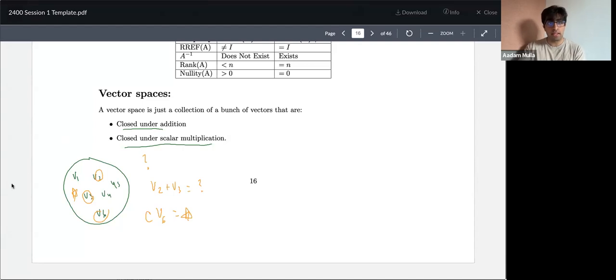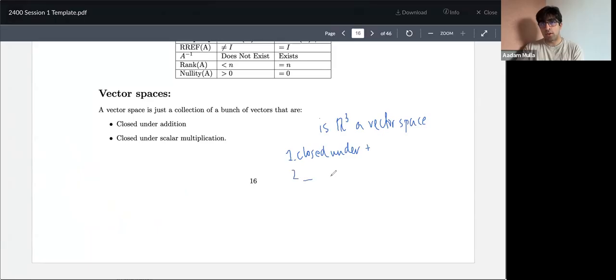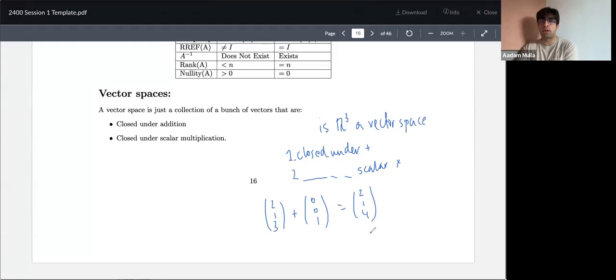Okay, so let's do an example. Let's just logically think about, is R3 a vector space? So R3 is the set of all three-dimensional vectors. Okay, think about this for a second. You need to test one, is it closed under addition? And then is it closed under scalar multiplication? Okay, so closed under addition means if I take any two vectors from R3, let's just do an example. Let's take 2, 1, 3 plus 0, 0, 1. These are both vectors in R3. Is my result also in R3? Yeah, right? 2, 1, 4 is also in R3.